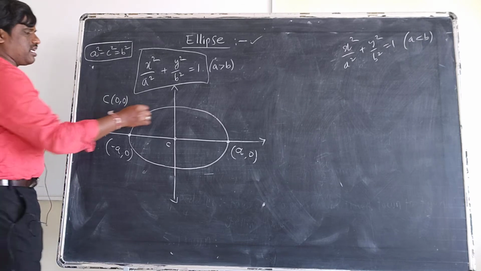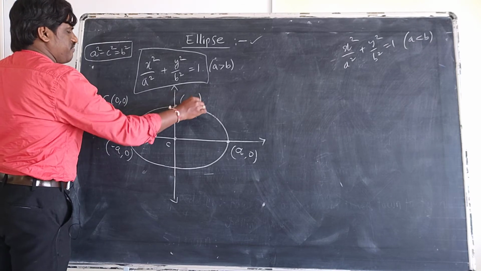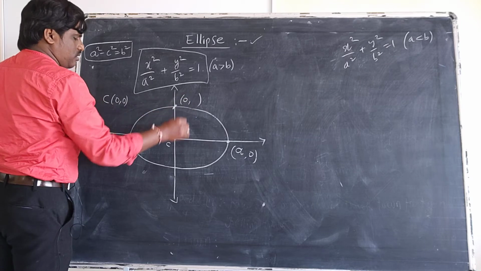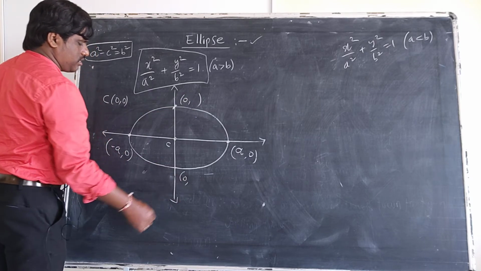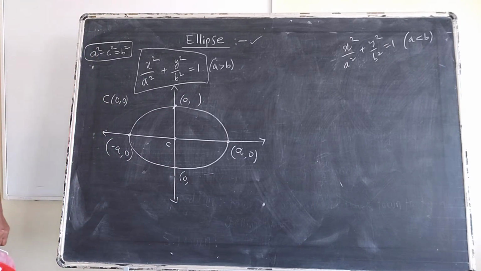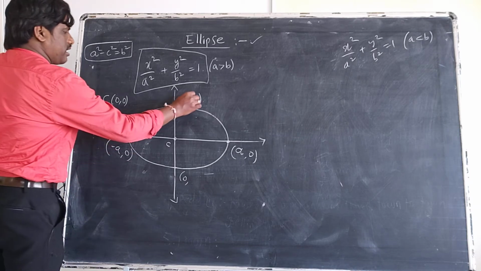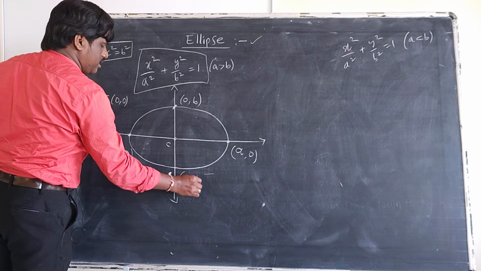And if I substitute here, at this point where it is cutting, if I substitute x as 0, I get the y value plus or minus b. So I am going to get plus b here and minus b here.